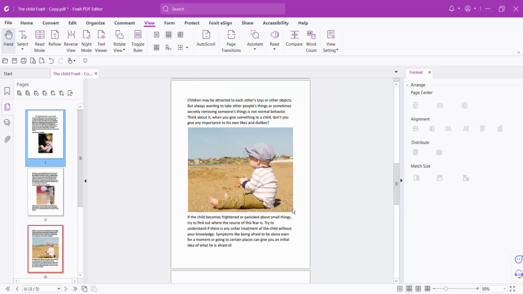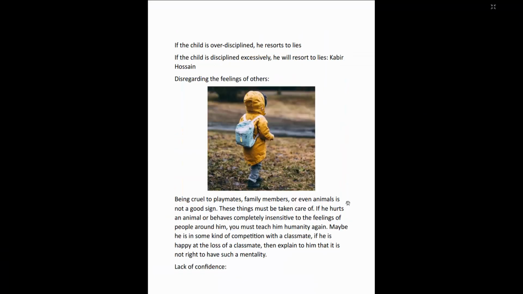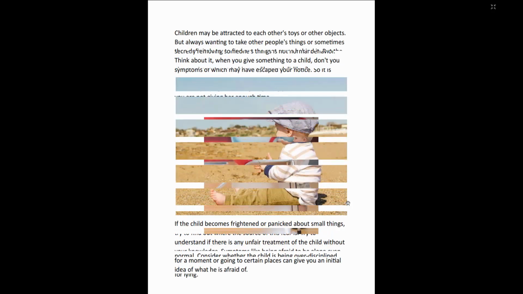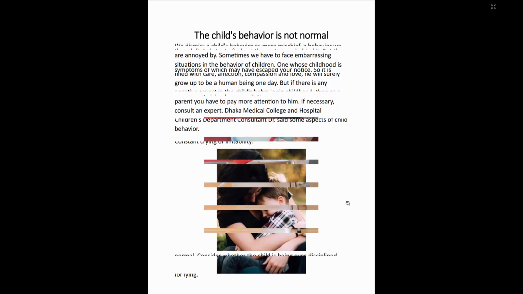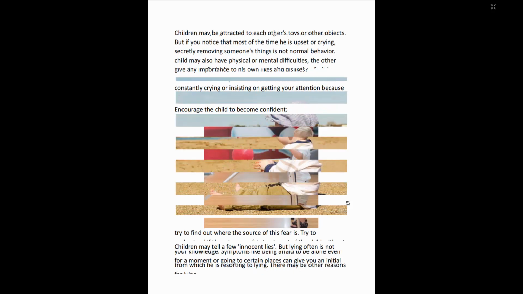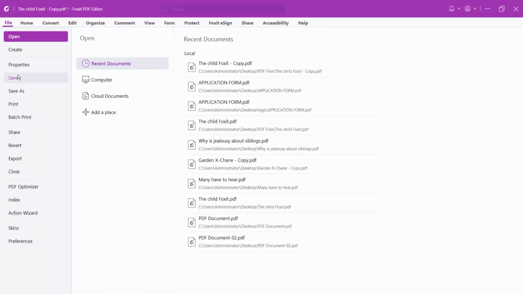Select OK and go to the right bottom corner. Here you will find this full screen mode. Click here and see this page transition now added. Escape. And finally select this File option, save or save as your PDF file.